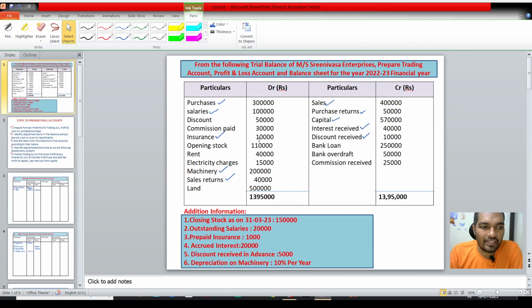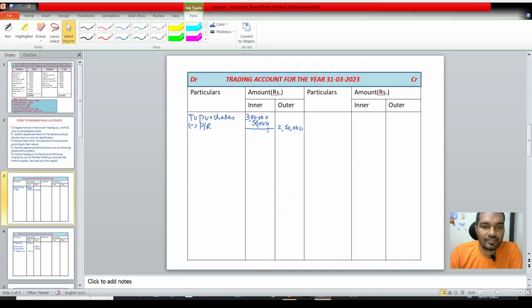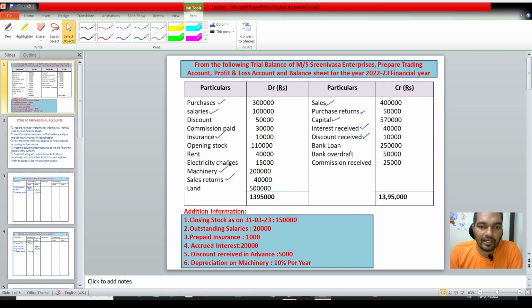Coming to the opening stock, last year's closing stock is considered this year's opening stock. Last year's stock will be used again for production purposes at factory level. So opening stock is considered a direct expense. So we have to show the opening stock on the debit side of the trading account, to opening stock. The amount of opening stock is 1,10,000 rupees, outer column.